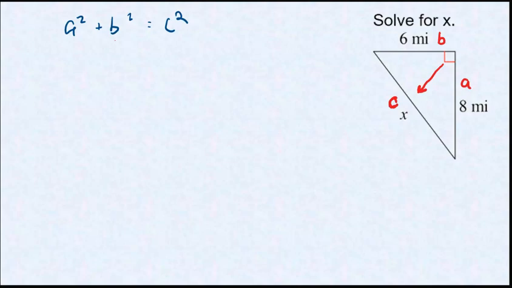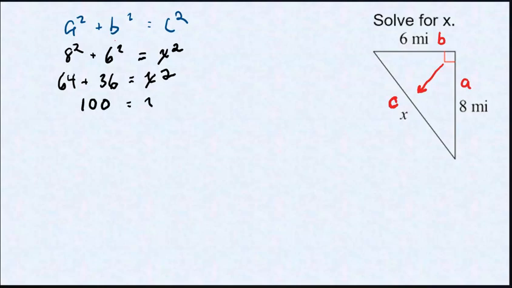I'm going to plug into the theorem 8 squared, then 6 squared. If you watched my video on the quadratic formula, it's a very similar process. Now from there, 8 squared is 64, and 6 squared is 36. We have to follow the order of operations, so you cannot skip these steps. 64 plus 36 equals 100.